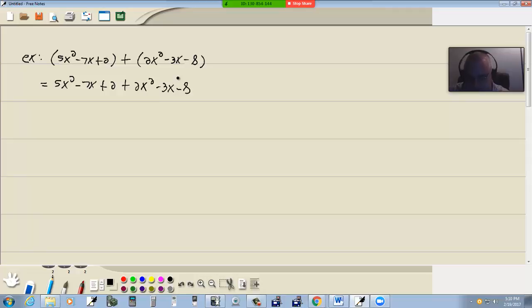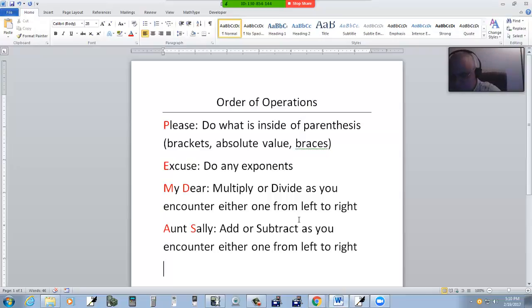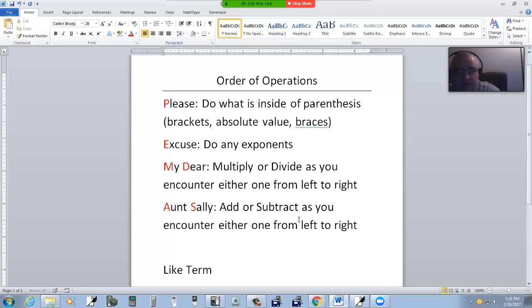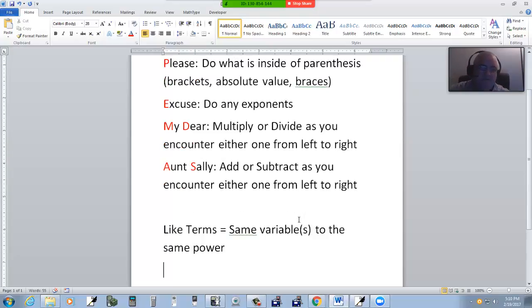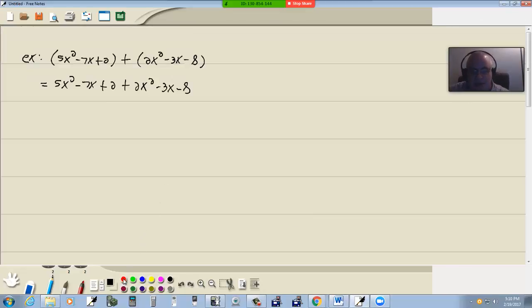And we have something called like terms. Like terms is where you have the same variables to the same power. So back to here, we have our x squared and we have an x squared. These are like terms. They're both x to the second power. To combine like terms, you add or subtract the numbers in front of them. We got 5 plus 2 gives us 7x squared.